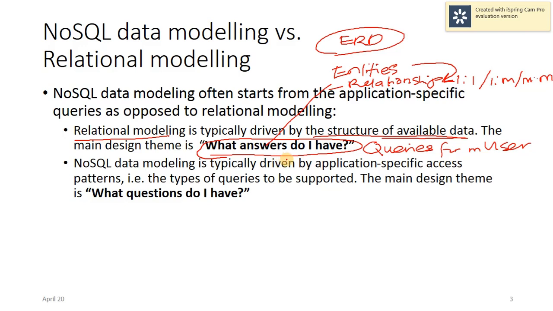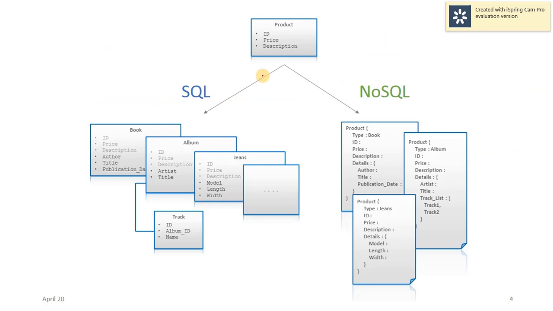This is quite different from NoSQL data modeling. Why? Because NoSQL data modeling is typically driven by the queries given by the user. Meaning that the main design theme is based on what question do I have. So this question is queries. So this is an example of a database, for example.